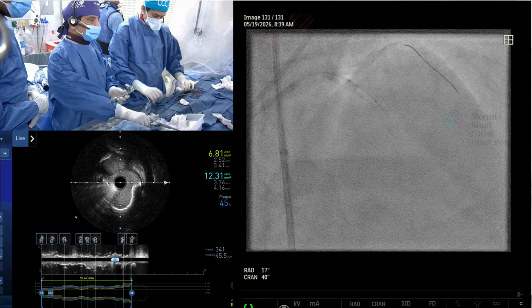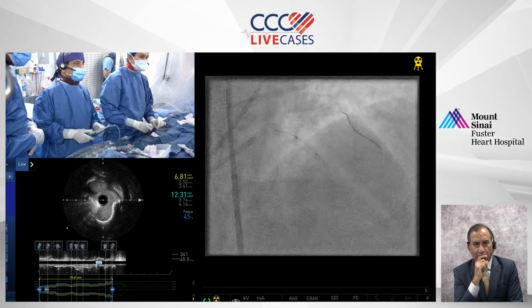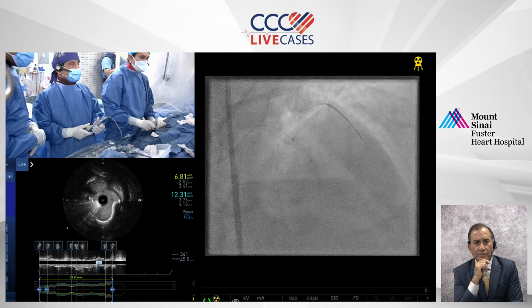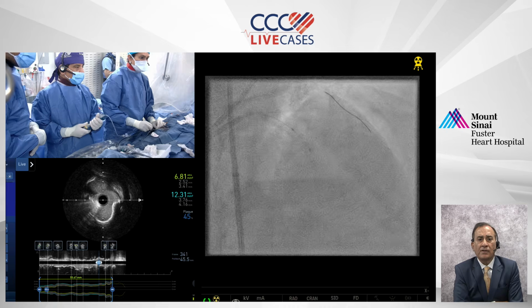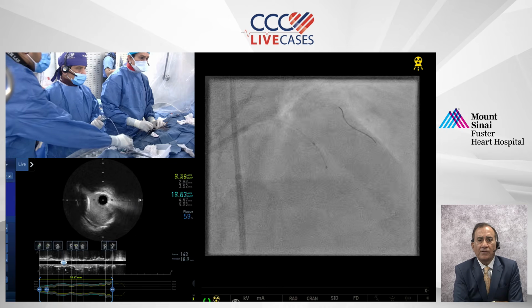Now here, would you go even a little more distally? Yeah, we sure are going to have to put a stent in this calcific area. Okay, good, okay, good. Okay, here we go.